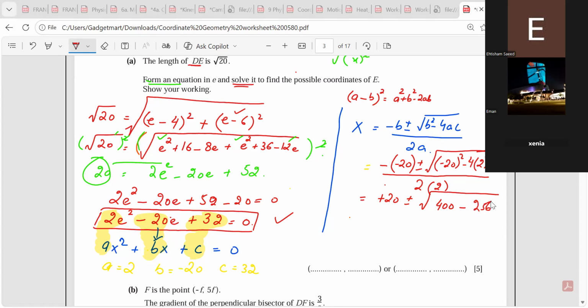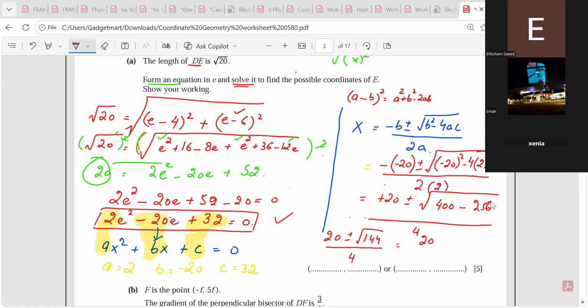That will be 256 divided by 4. So 20 plus, so 400 minus 256 और उसका रूट लें जरा. 400 minus 256 is 144. What is the root? Take square root of 144. So this is 12.